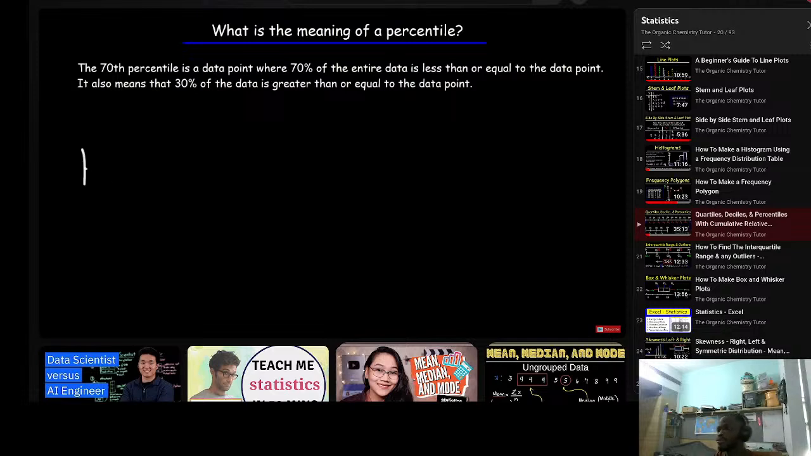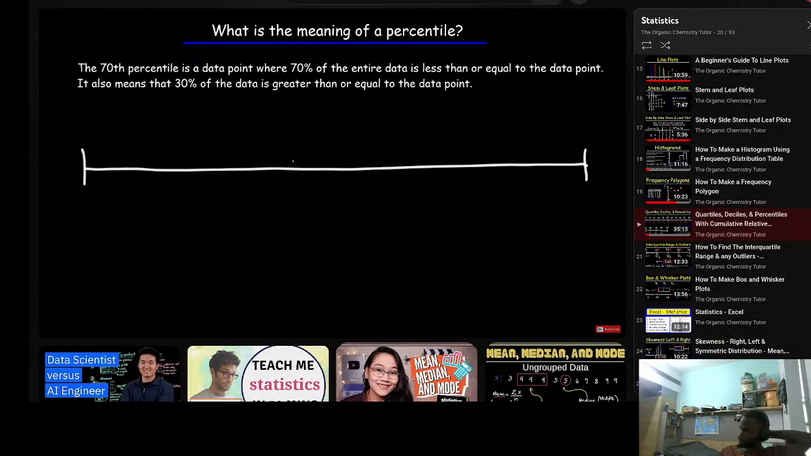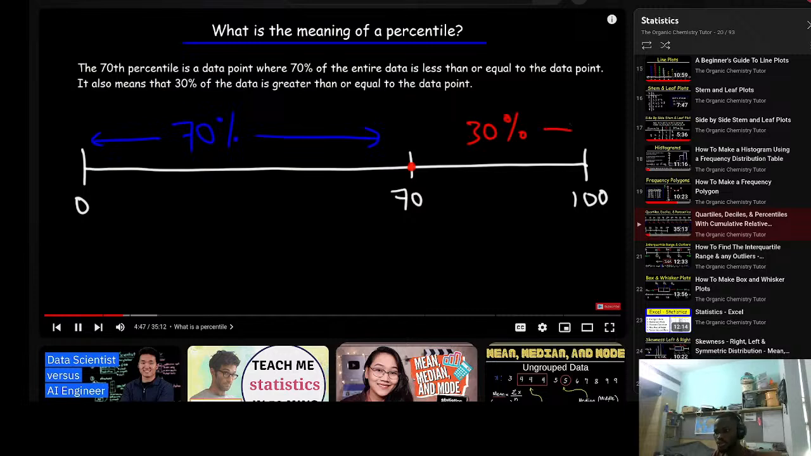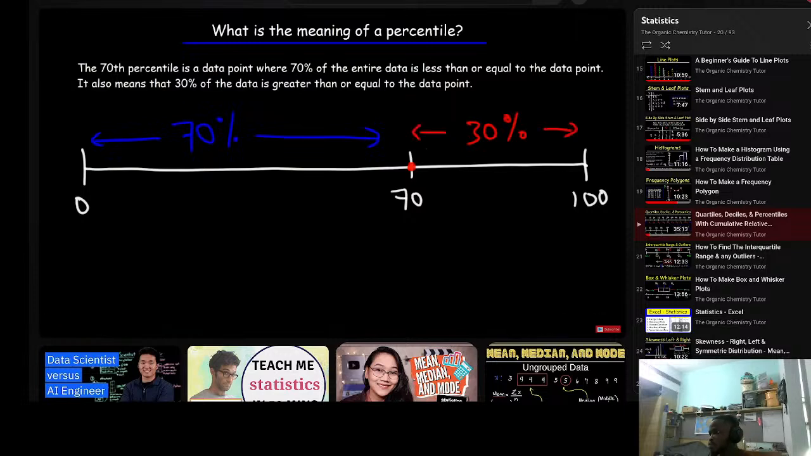Let's use a visual example. So this would be 0, this would be 70, and this would be 100. So let's say you took the SAT exam and your score ranks at the 70th percentile. So your score is right here. Now, 70% of students had a score that is equal to or less than your score. So basically, you scored better than 70% of the students who took the SAT at that time. However, 30% of the students who took the SAT did equal to or better than you did on the exam. And so that's what the 70th percentile tells you.